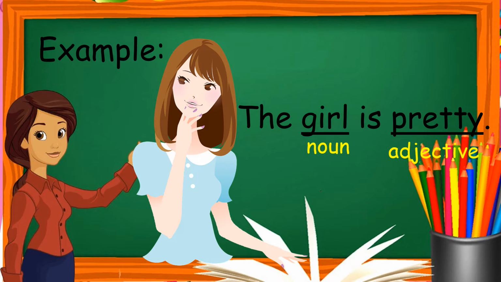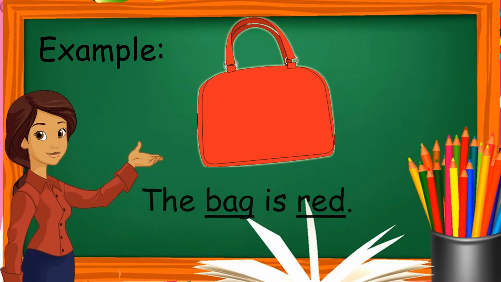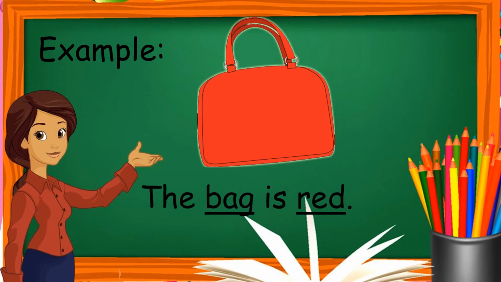Next example. Notice this bag. What can you say about the bag? Yes, big bag. What else? Yes, red. Red color. The bag is red. Everybody, the bag is red. The underlined words here are bag and red. The word bag is a name of a thing. That is a noun.